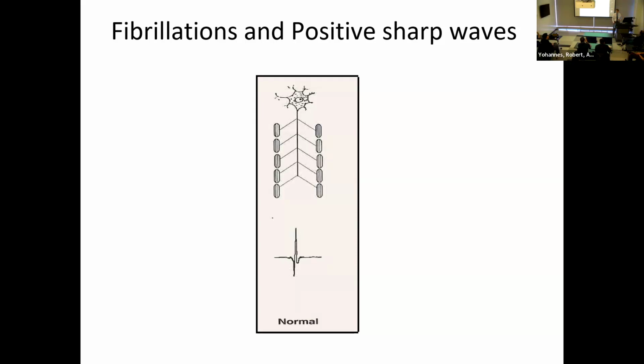examples of spontaneous activity. The ones that I want you to really remember, more importantly than anything else, are what's called fibrillations and positive sharp waves, because they are a very common thing that we look for when we're asking the question of whether we have denervation. So what are we basically looking for? So here we have a motor unit.